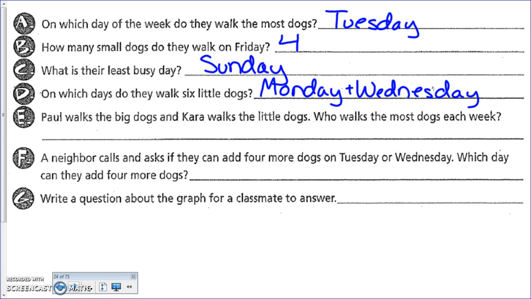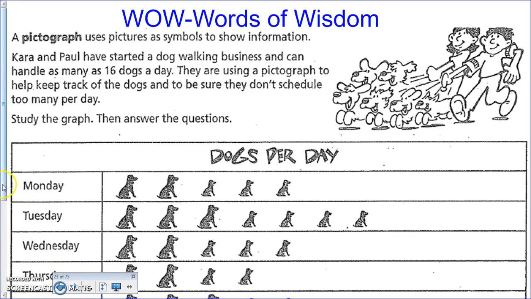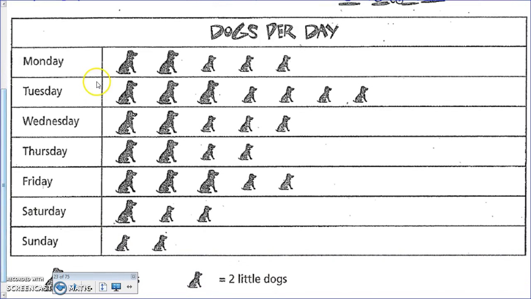For E, Paul walks the big dogs and Kara walks the little dogs. Who walks the most dogs each week? So if we start with Paul and we count up the big dog symbols here, 2 on Monday plus 3 on Tuesday, so 5. Add the 2 on Wednesday, that's 7. Plus 2 on Thursday is 9. Plus 3 on Friday is 12. Plus 1 on Saturday is 13. So that means we know that Paul walks 26 dogs.